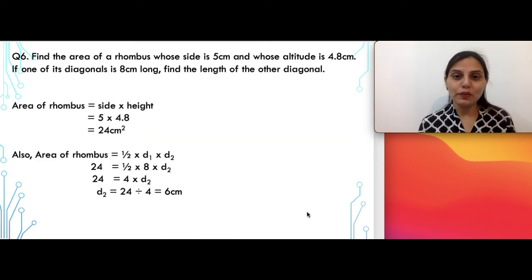So here first we have calculated the area of rhombus by the method of side multiplied by height. From there we have calculated the value of the diagonal 2. I hope the solution is clear. Let's move on to next question now.